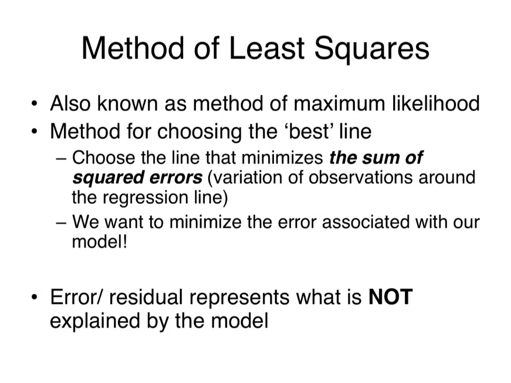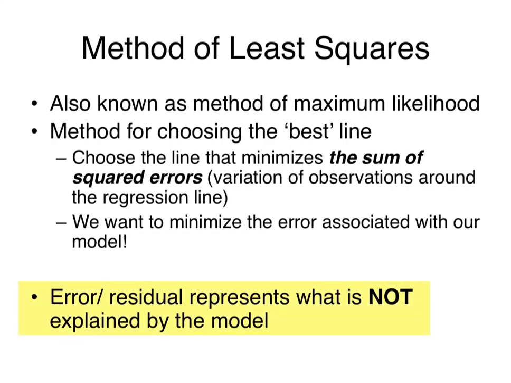So as I mentioned, the method of least squares, or maximum likelihood method, is the method of finding the line that minimizes the variation, or error, around the regression line. This method chooses the line that minimizes the variation of observations around the regression line, the sum of squared errors, because we want to minimize the error associated with our model. So if we took all the red lines shown on the previous slide, squared those distances, and then summed them up, the best line would be the line for which that value is the smallest.